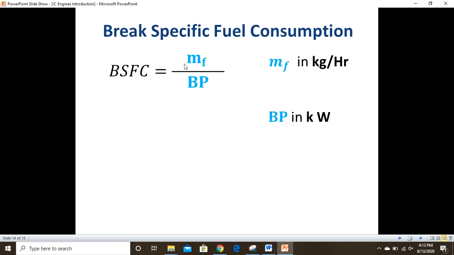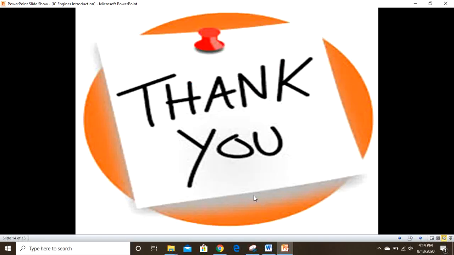Even if it is given in terms of kg per second or kg per minute, you want to convert it into kg per hour. How? You multiply by 60 or 3600. That is a very easy thing. And then brake power, as usual, will be in terms of kilowatts, and you will get kg per kilowatt hour.